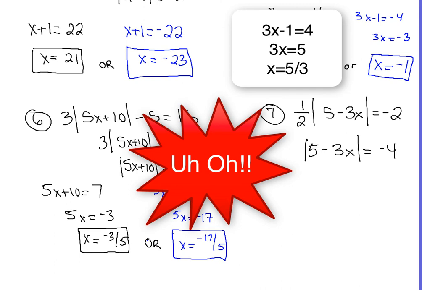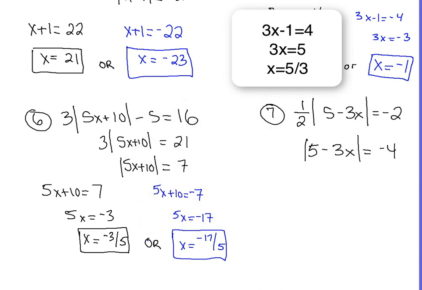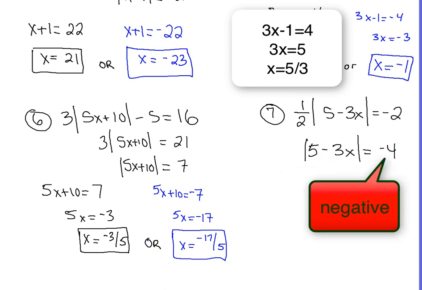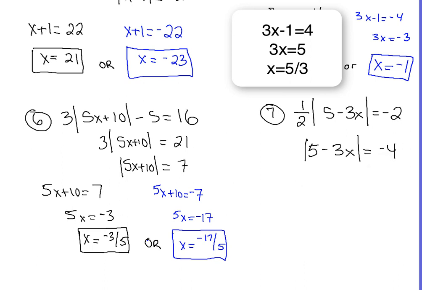Here's a common error. People will start to set this equal, and really you can't do that because the absolute value is the positive distance from 0 on the number line. We've got our equation set equal to a negative number, in this case negative 4. So this particular problem, or any problem similar to it, is going to have an answer that is no solution, because you can't have the absolute value of stuff equal to something that is negative. Absolute value always has to be positive. So the correct answer for number 7 is no solution.